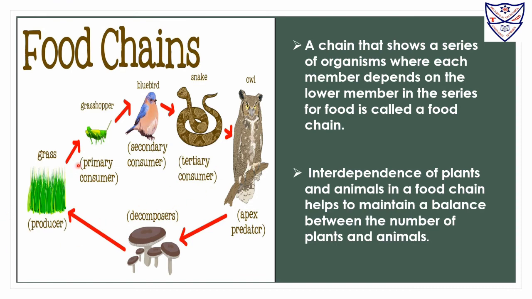Here you can see, children, that they are interdependent on each other. Plants and animals are dependent on each other. Green plants are the main producers of food and animals depend on these plants for their food. Thus, a food chain exists in nature.